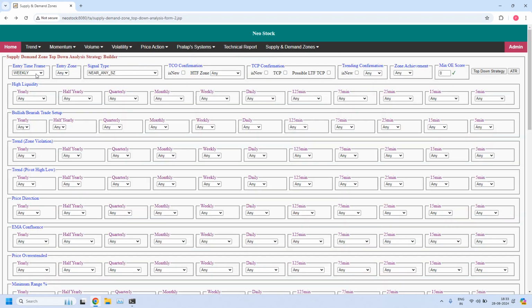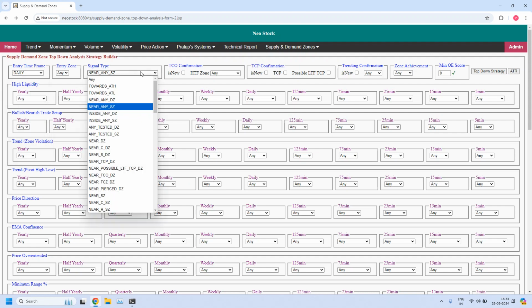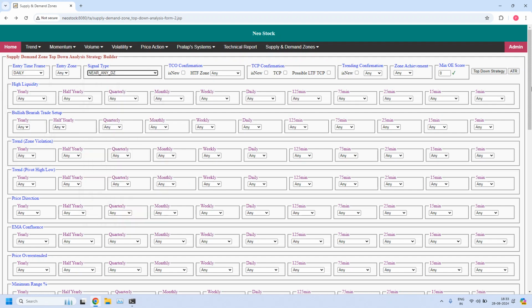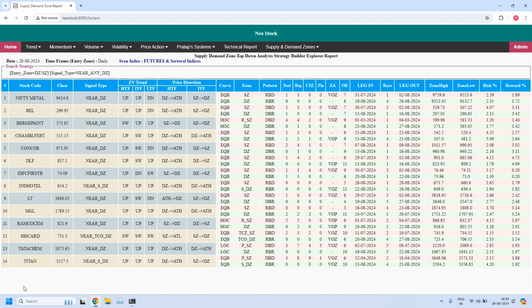The next time frame is daily. So entry time frame is daily. Let us find the stocks near daily demand zone. 14 stocks are filtered. Let us identify high liquidity daily demand zones from this list.